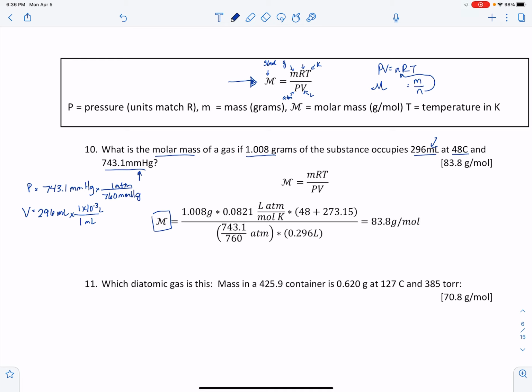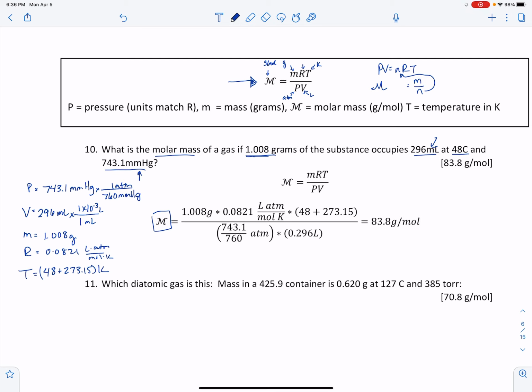Let's see, now this equation doesn't have an n in it, so I don't need the n. I do have a mass. It's right here, and that one's all nice and normal. It's in the unit it's supposed to be. Let's see what else. We already know R, 0.0821. This is still liters, atm, per mole, Kelvin. And then T needs to be in Kelvin. So 48 plus 273.15, that's going to give me my Kelvin unit.